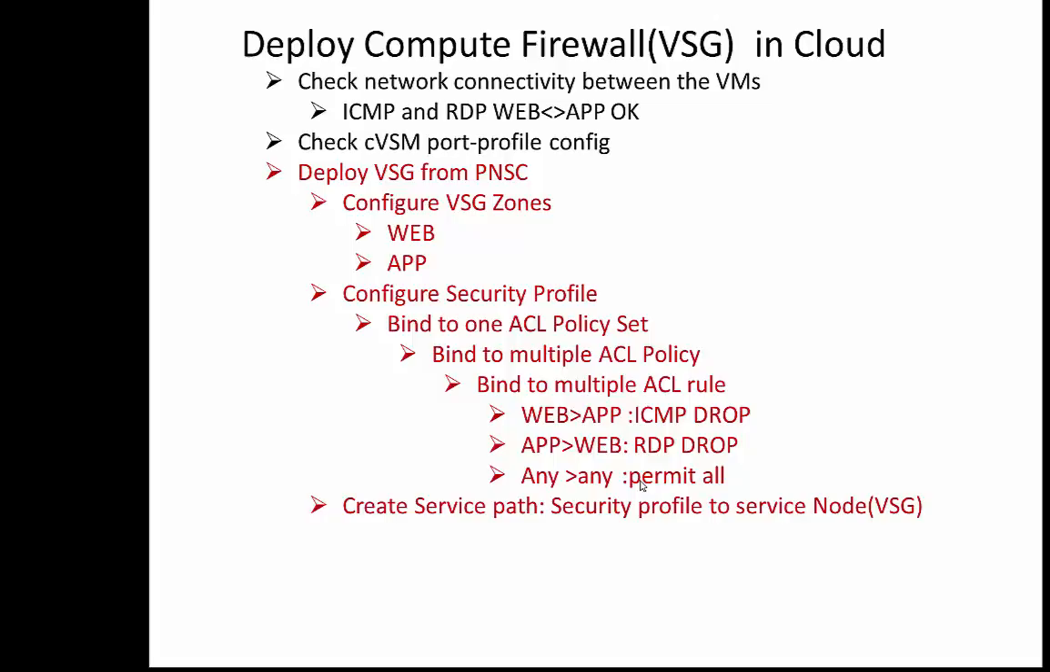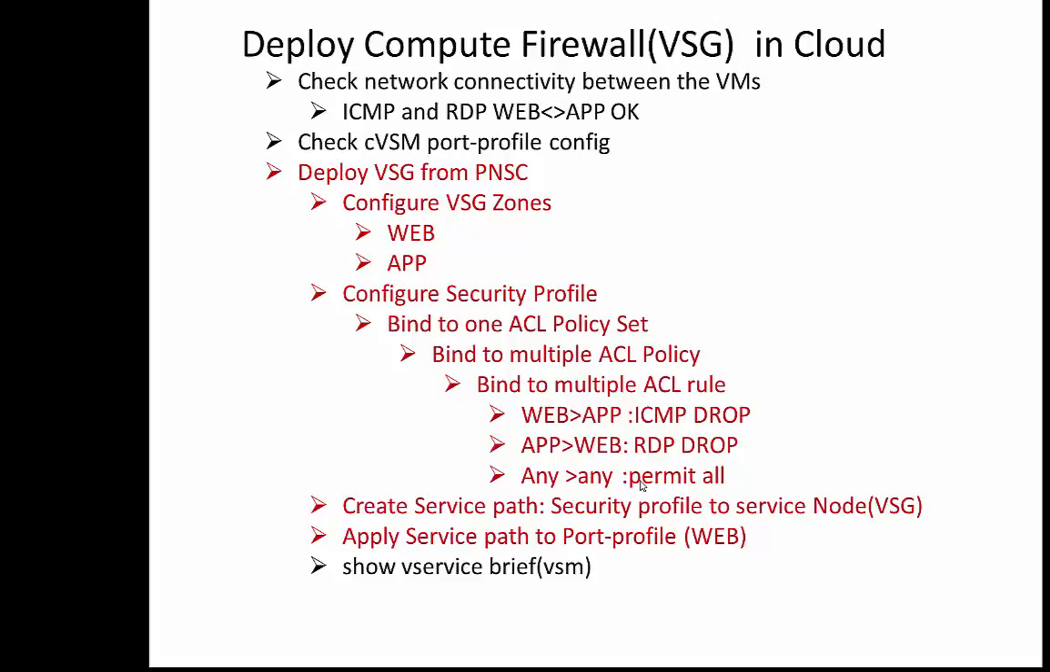What is a service path? A service path is a binding between the security profile we just created and the service node. What is a service node? The service node is the VSG that we deployed. So we are binding this security profile to the VSG we deployed. Next, the service path we have created, we have to apply to a port profile. In this case, we'll just apply it on the web, and then it will take effect immediately.